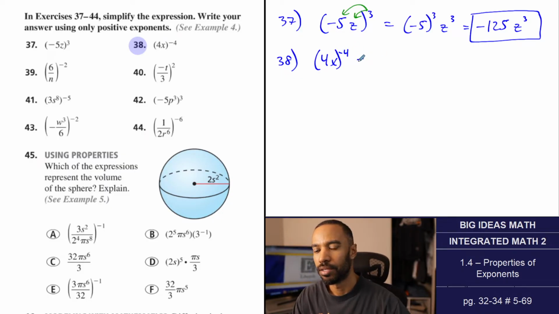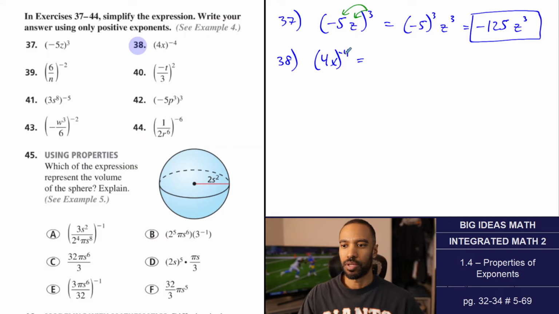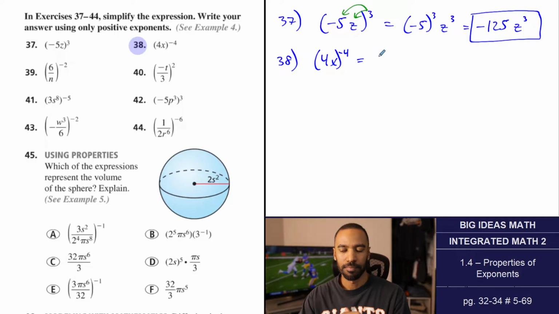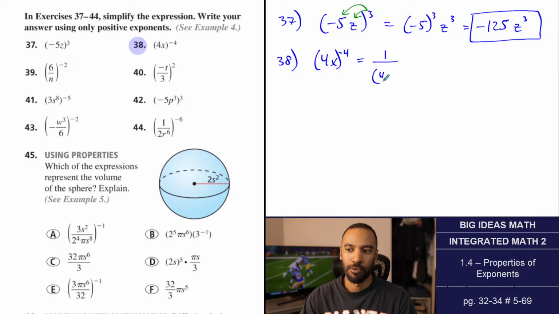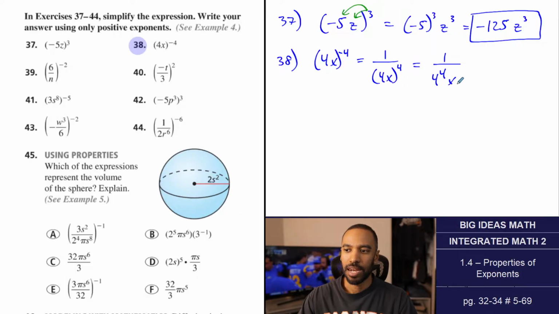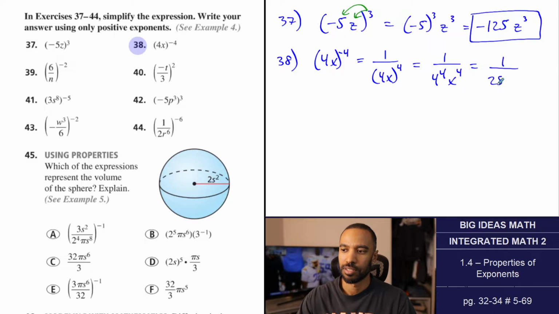Now, you could do this one of two ways. You can either apply the negative 4 first to both of these, like raise to the negative fourth, or treat this negative 4 immediately, like 1 over 4x to the fourth, turn it positive like that. Doesn't matter either way. I'm going to give you this one this time. You get 4 to the fourth and x to the fourth here. 4 to the fourth is 256. And you get x to the fourth there.